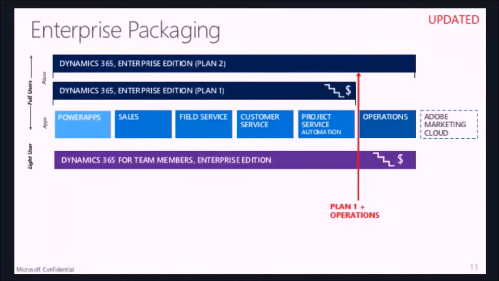The second piece you get is a thing called Plan 2, and that includes everything. So that includes the operations piece as well, which is your HR, logistics, and so on. It's very important to note that the Adobe Marketing stuff sits outside of any of those pieces, and that you can tier on either Plan 1 or on Team Members, which is basically a very, very light license, but does give you quite a bit of functionality.